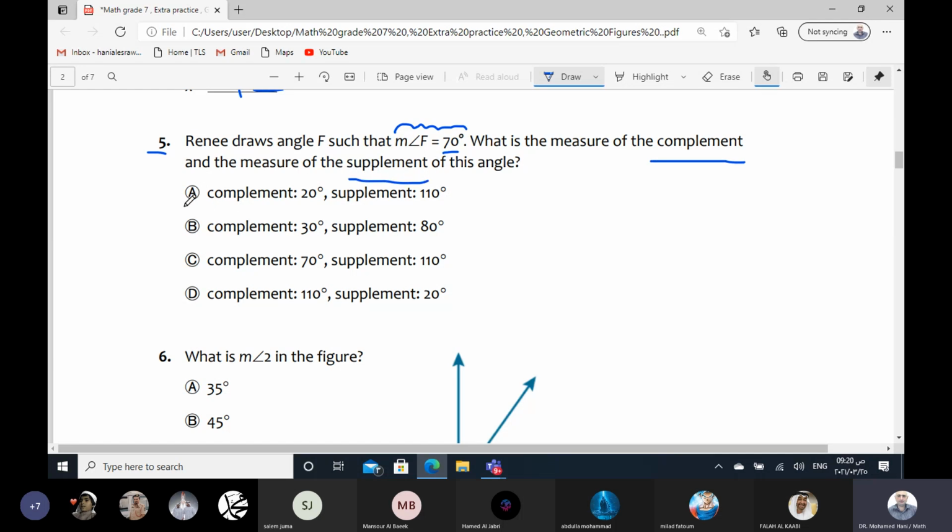Who can tell me which of these choices is correct? The complement is 20. Yes. And the supplement? The supplement is 110. The answer is A. Why 20? Because 20 plus 70 will be 90, means complement. And why 110? Because 110 plus 70 will be 180, means we have supplement.